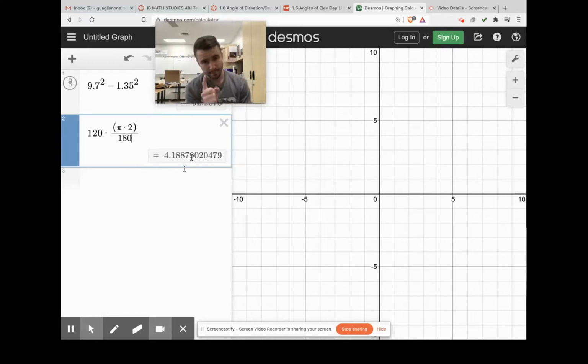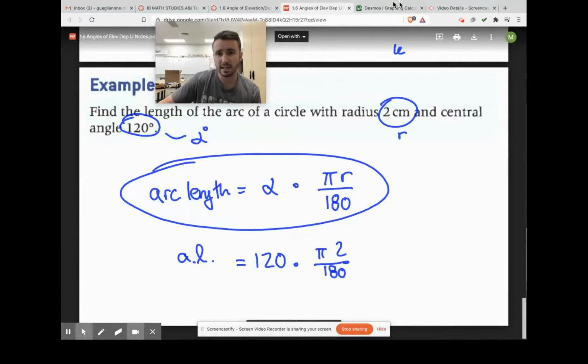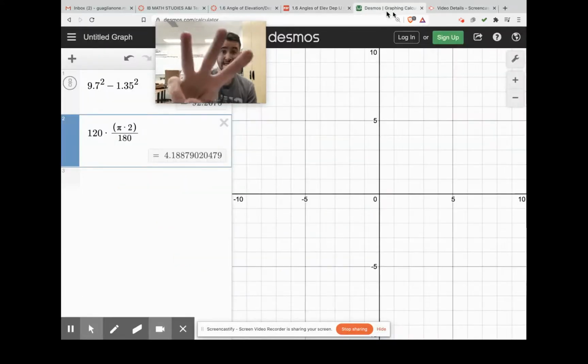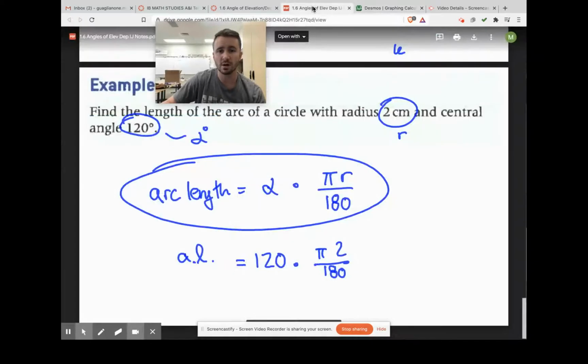But remember, in IB, how many significant figures do we use if you don't know? And I don't think the problem says. It doesn't say, how many sig figs, class? That's right, 3. 3 significant figures in IB. So we have 4.18. That 8 says to go up to a 9 because it's closer to 4.19 than it is 4.18. So 4.19 is going to be our answer.